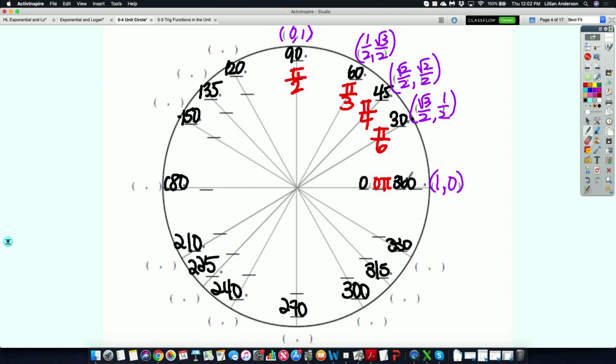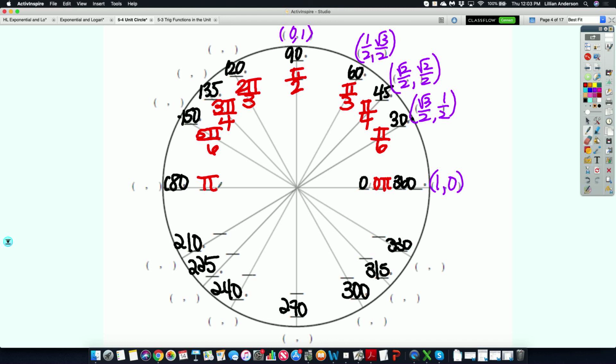Okay, let's get in these radians. After 90 degrees, what is 120 degrees as a radian? 2 pi over 3. What about 135? 3 pi over 4. And what about 150? 5 pi over 6. Now 180 you should have already known. It's pi. Okay? Let's keep going.